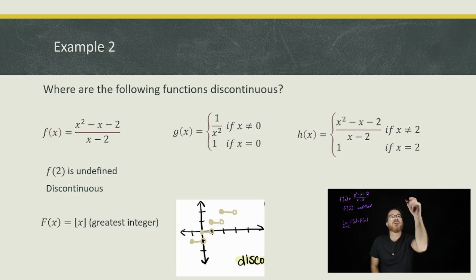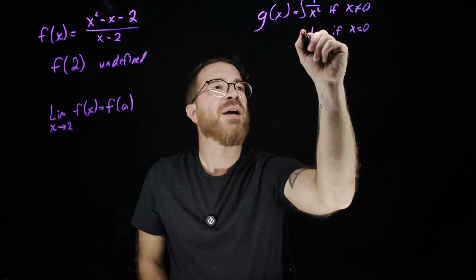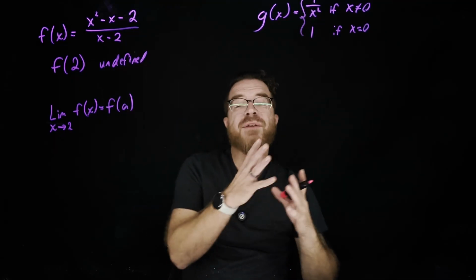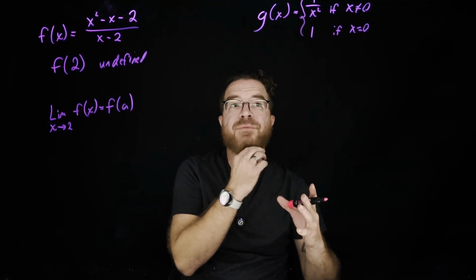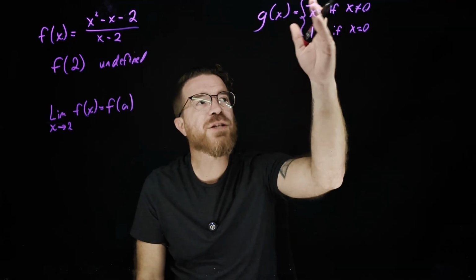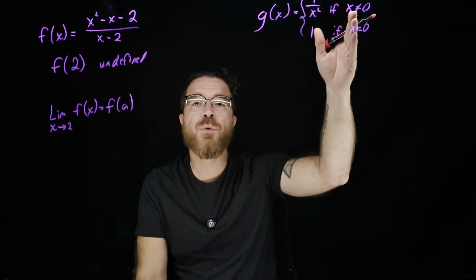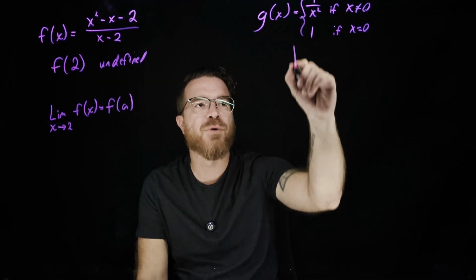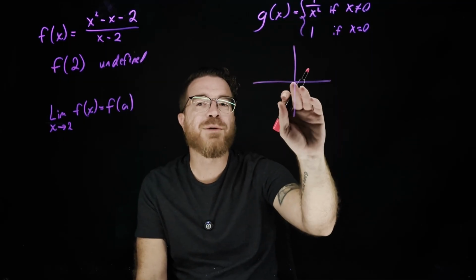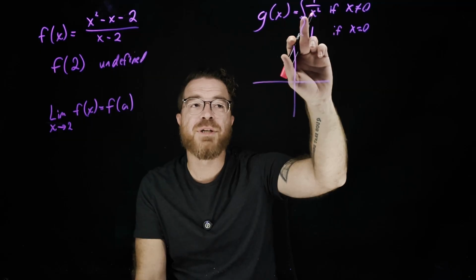The next function we have is g of x is equal to 1 over x squared if x is not equal to 0, and it's equal to 1 if x is equal to 0. So we have this piecewise function here. So we have to consider what's happening whenever we have this function. Well, on this first one, 1 over x squared, this is for whenever x is not equal to 0. So if we were to graph this out, anywhere that's not equal to 0, this is the function that we're going to be using, 1 over x squared.